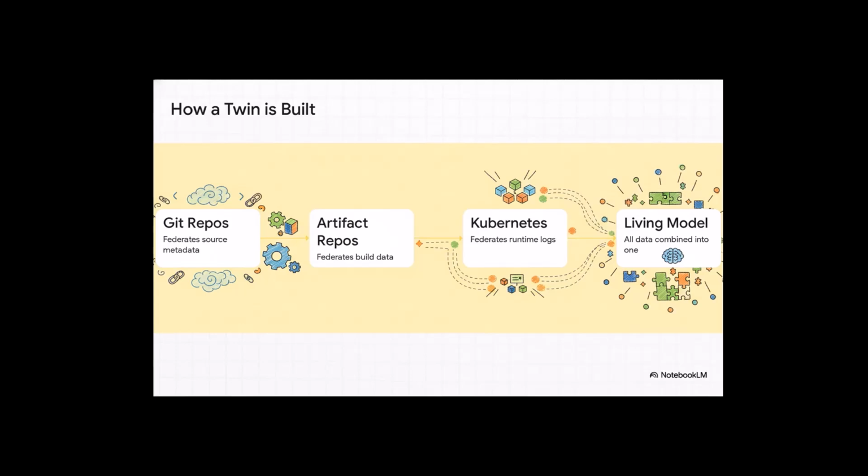And you know what the best part is? It's how it's built. You don't have to install a bunch of new, heavy tools into your systems. Instead, it does something really smart. It federates, or brings together, metadata that already exists. Your source code history from Git, your built artifacts, your deployment logs from Kubernetes. It just pieces together the full picture from all the clues you're already generating.